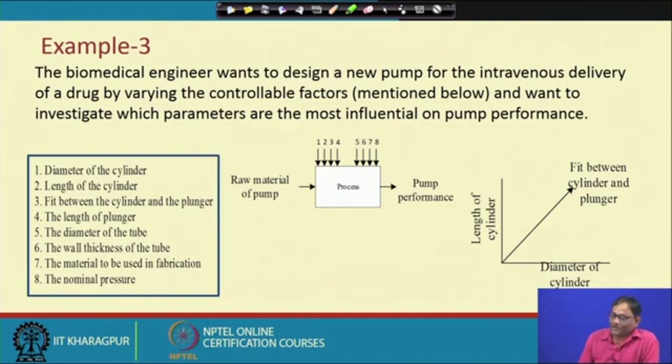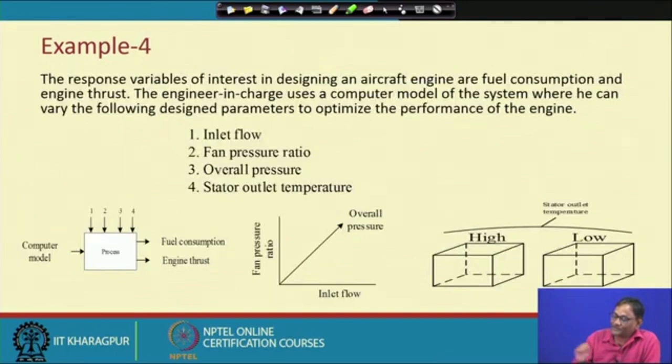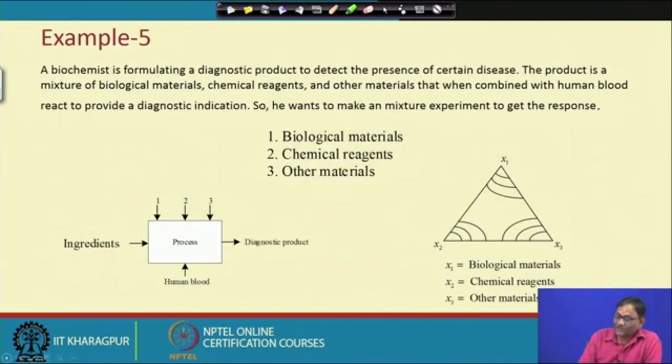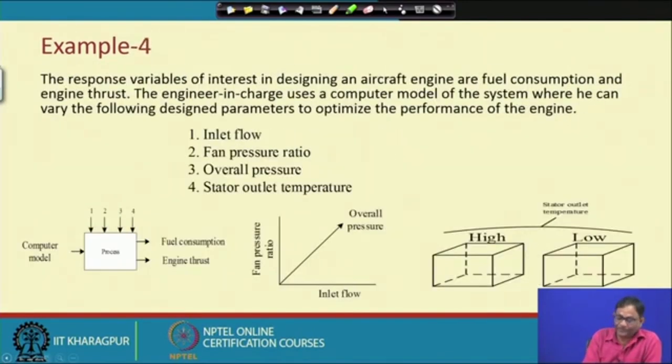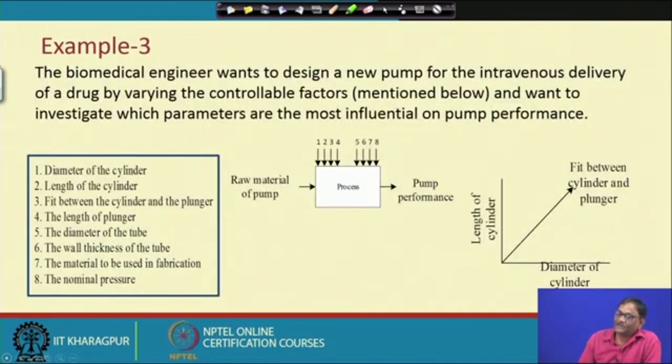So what we want may be either the length of the cylinder, or the diameter of the cylinder, or the fit between the cylinder and the plunger. They will be manipulated to see how best the pump will operate.